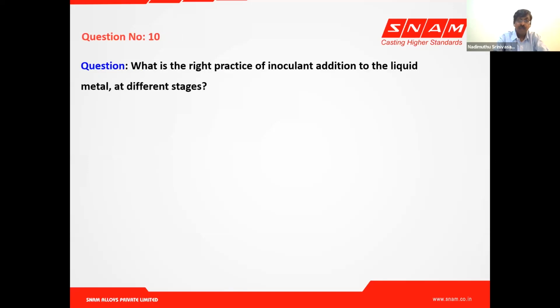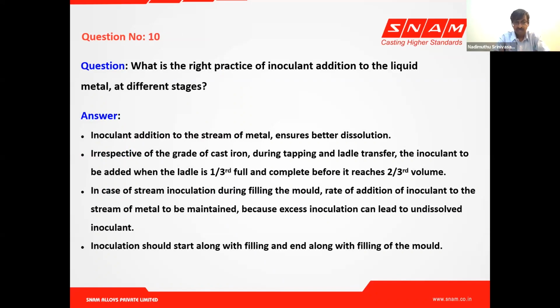What is the right practice of addition to the liquid metal at different stages? Both the previous panelists had shown a pictorial diagram of the various methods. So the inoculation addition to the stream of metal ensures better dissolution. And as I told you, fading occurs immediately after pouring. So the best way is to have it either as an in-mold or as a stream inoculation.